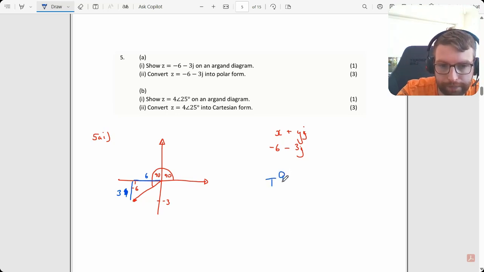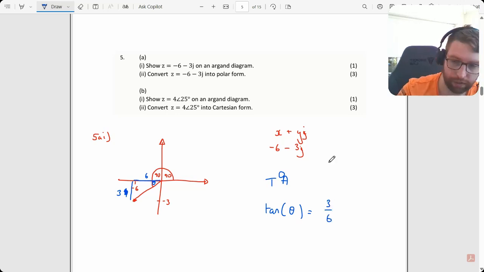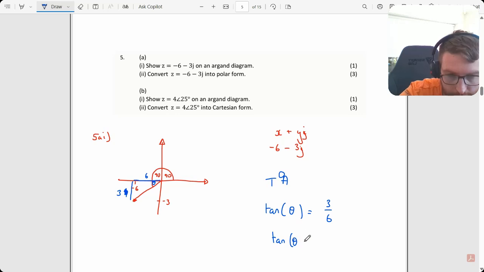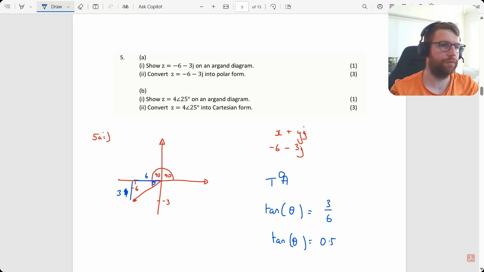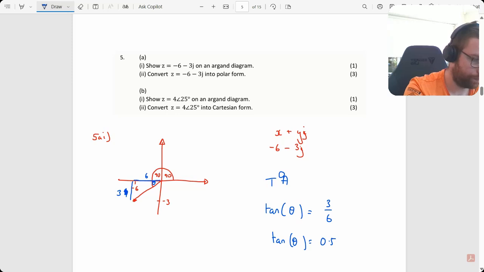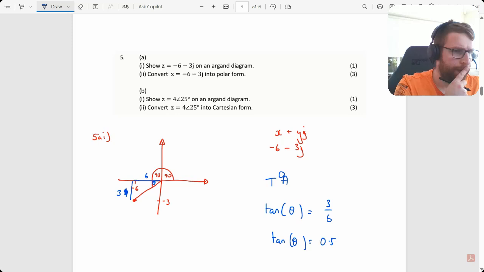We're using TOA, and that is tan of the angle, whatever the angle theta is, equal to 3/6. And you know what? I haven't got a calculator, so that's embarrassing. But we'll carry on. 0.5. And I believe, hold on. Inverse of it's in radians. Hold on.